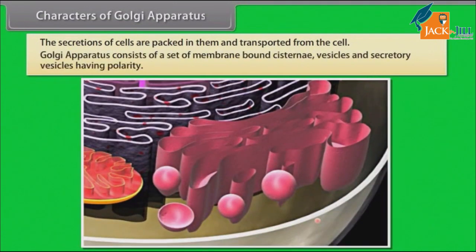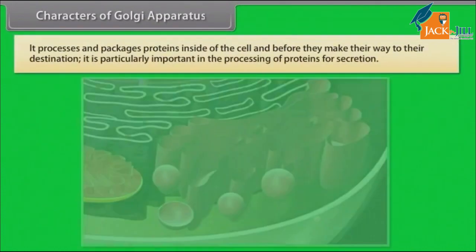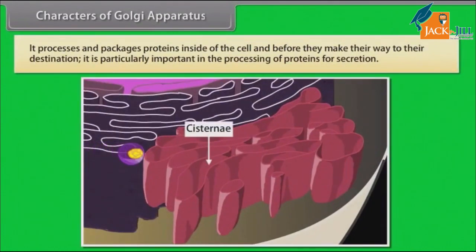Golgi apparatus consists of a set of membrane-bound cisternae, vesicles, and secretory vesicles having polarity. It processes and packages proteins inside the cell before they make their way to their destination. It is particularly important in the processing of proteins for secretion.